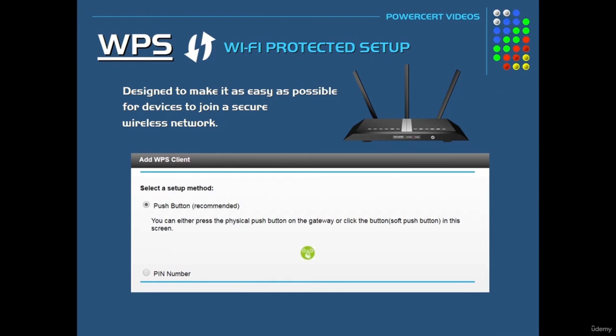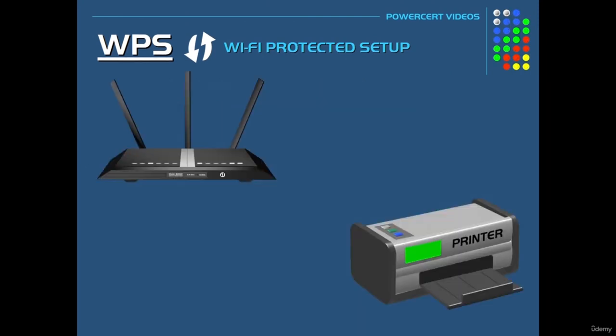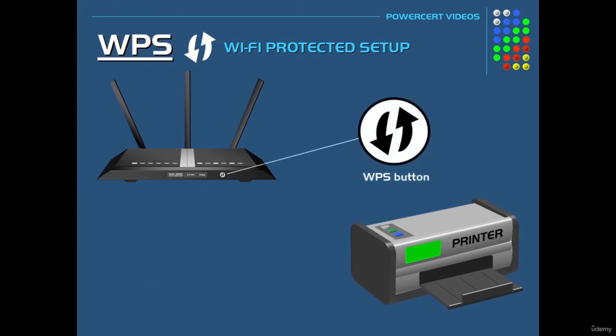And there are a couple of different methods that are used with WPS. But by far the most common method is the push button method. With this method, you would just press a couple of buttons and then you'll be connected. For example, most routers today will have a physical WPS button that you can press. And a lot of Wi-Fi printers will also have a software or physical WPS button.